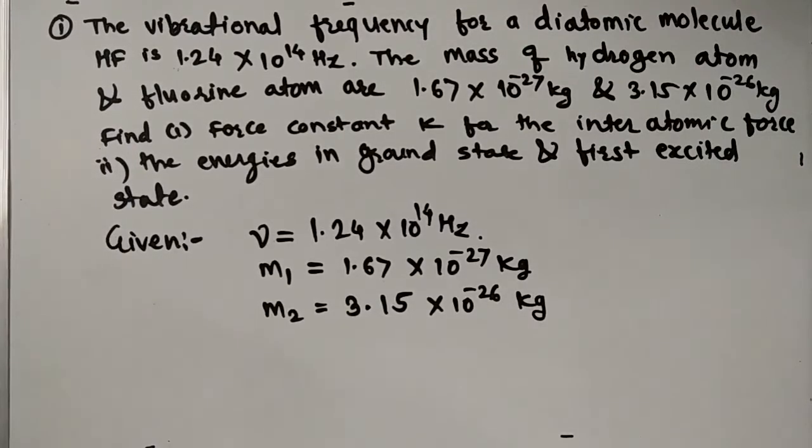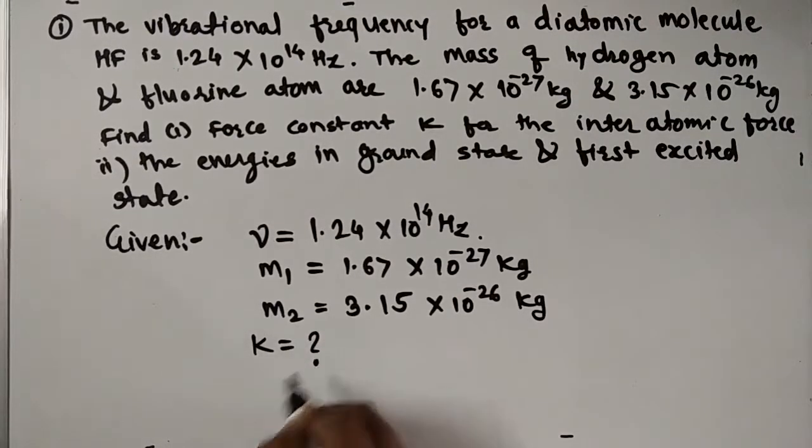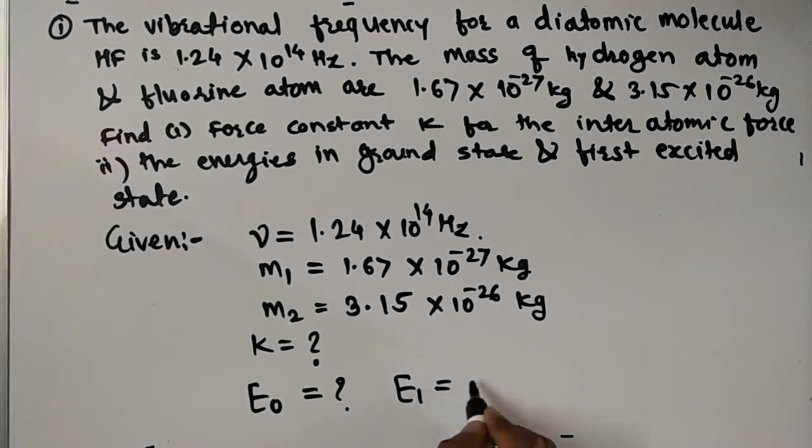Now we have to find out the force constant K, right? We denote the force constant by K. And we have to find out the energies in the ground state and excited state, right? We will write ground state energy as E0. So we have to find out E0 and E1, right? So two energies we have to find out in this problem. So let us now solve the problem.